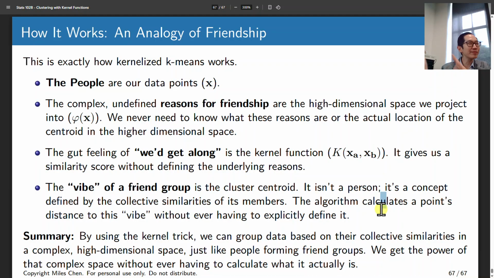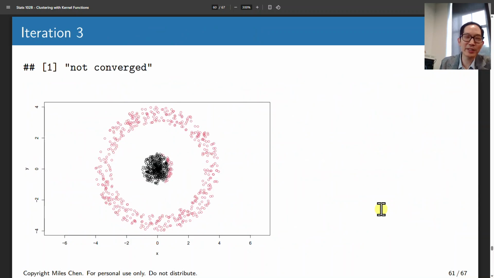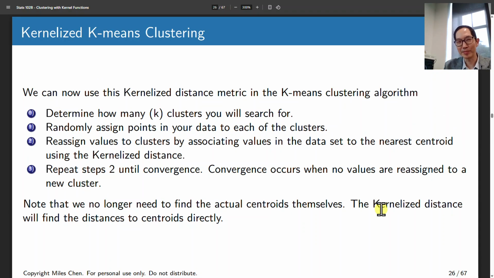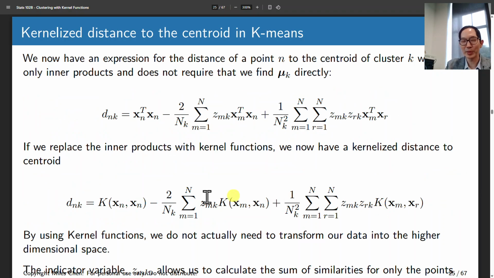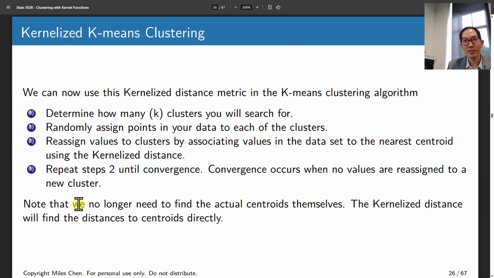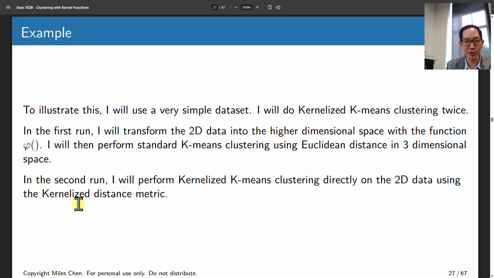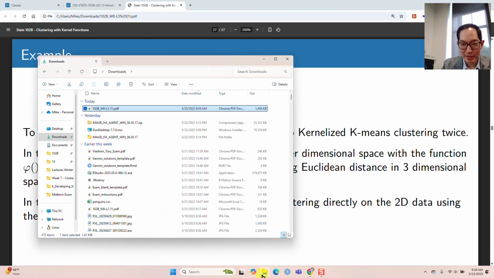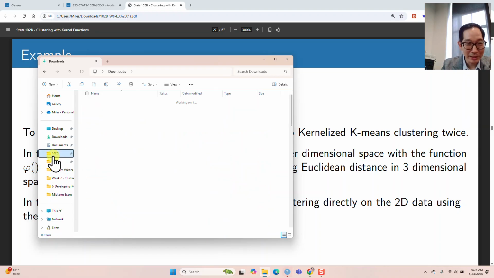And that's how this kernelized thing is working, in that we get a distance metric to these centroids without actually calculating the centroids themselves. It is equivalent, however, to if you were able to actually project it into that higher dimensional space. And so I do have what I think is a neat little demo.